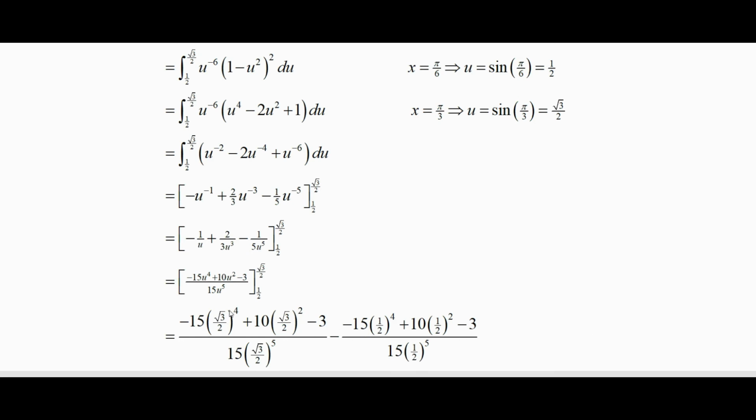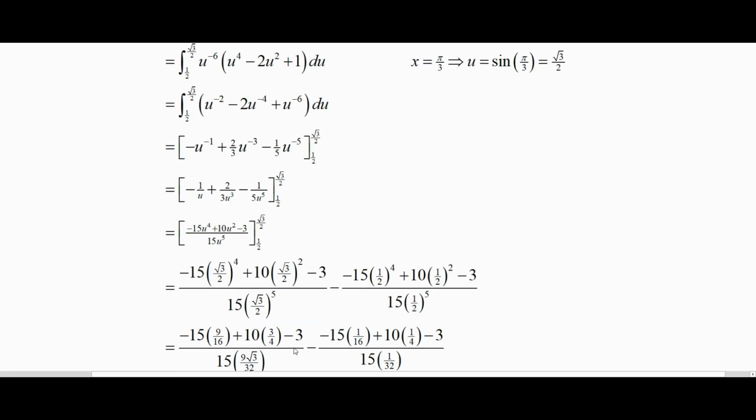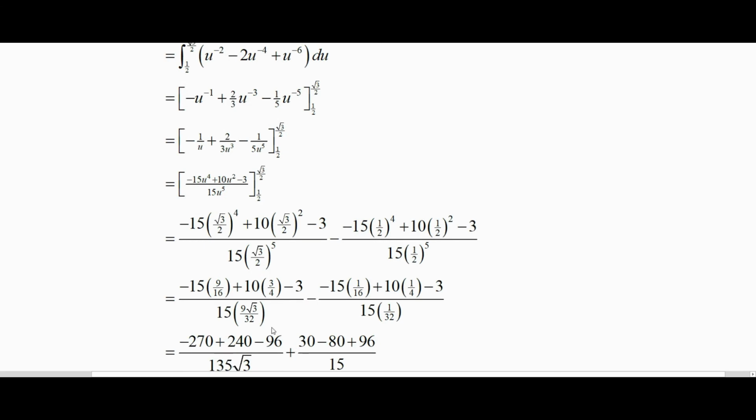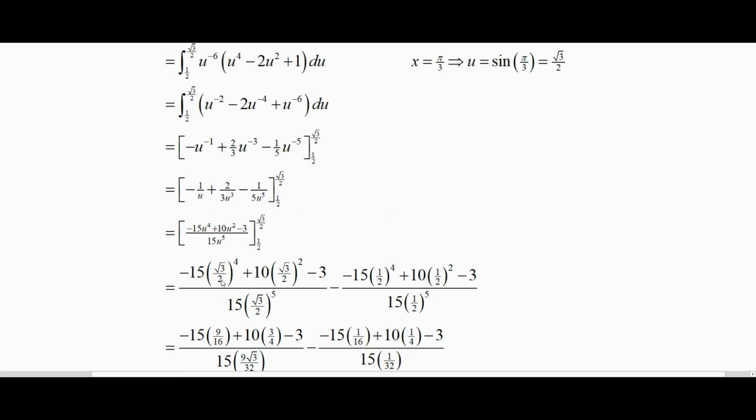Okay. Now we're going to go ahead and just raise all these powers. 2 to the 4th is 16. Square root of 3 times square root of 3 is just 3. Square it again, that makes a 9. So this is 9/16. Square root of 3 squared is 3. 2 squared is 4. So this becomes 3/4.